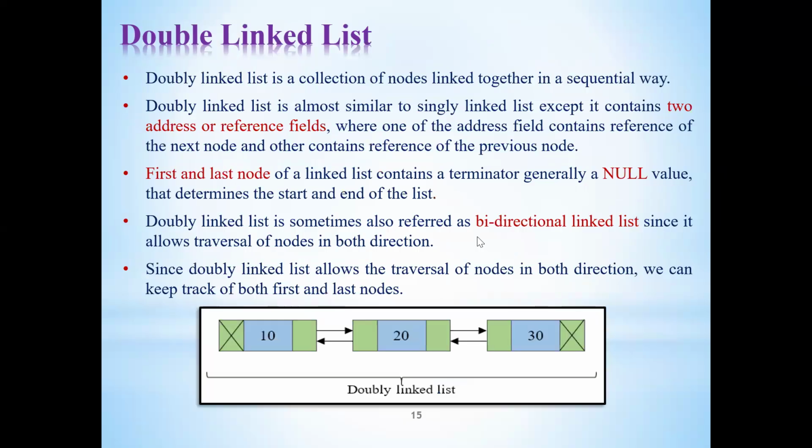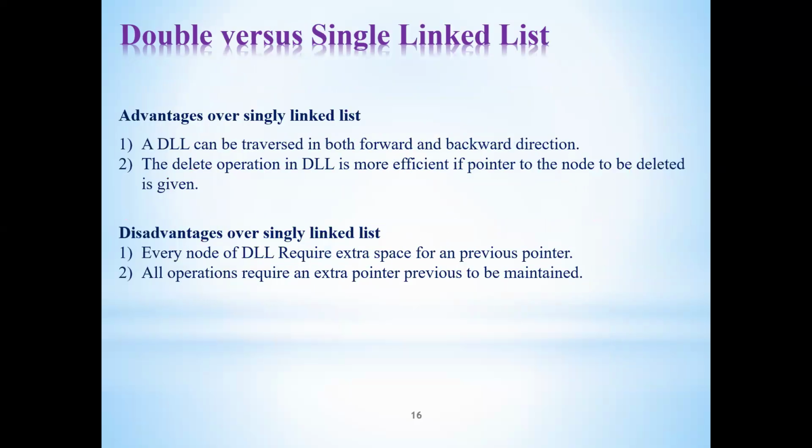A doubly linked list is a collection of nodes linked together in a sequential way. You can travel in both directions. It is also referred to as a bidirectional linked list. In the first node, the previous field points to a null value, and in the last node, the next field also points to null.